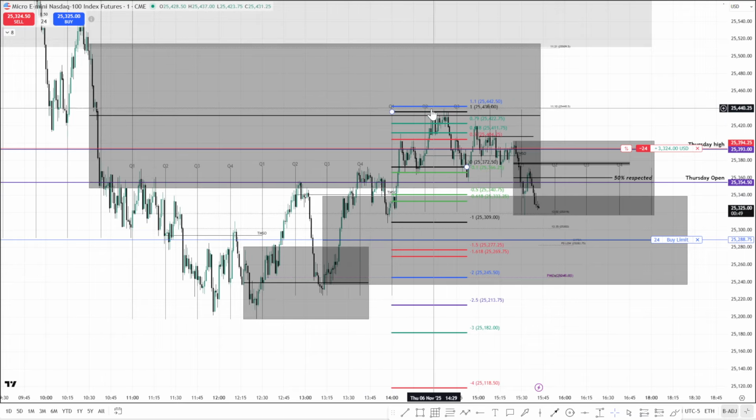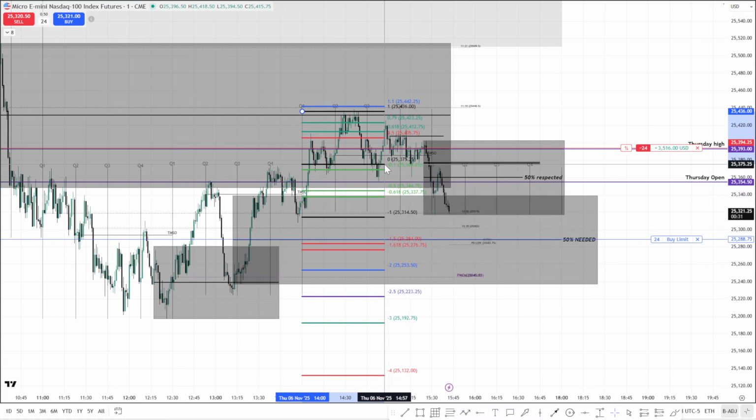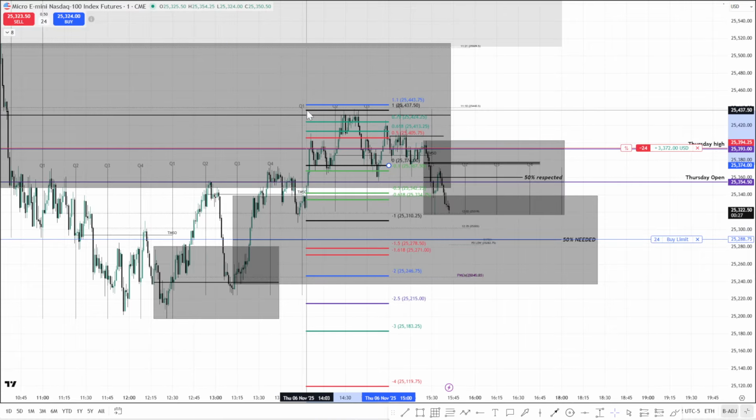And what does it do? It comes back up and it taps 50% of this gap that 50% had not been tapped. And so as I watch it reject the 50% here, I fib this first leg down. All right. And it's kind of hard to see, but it's basically this low and this first high. All right. We get the respect of the retracement. We don't close above this range.